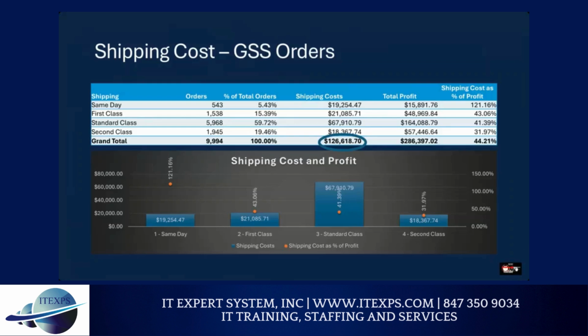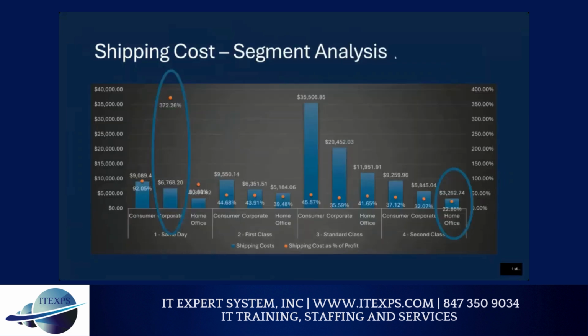And it's clear to see that same day warrants further investigation, which we can see in the chart on the following slide. Same day shipping represents only about 5.5% of total orders, but its shipping costs are 121% of the profits generated. So that literally means that for every $1 we earned in profit, we spent $1.21 to ship it. For corporate customers, that's $3.72, given these assumptions in this scenario. So that's a significant red flag for cost efficiency.